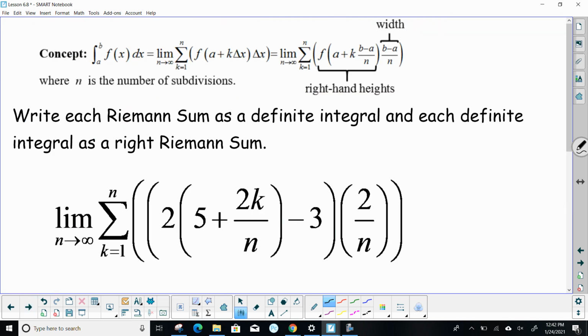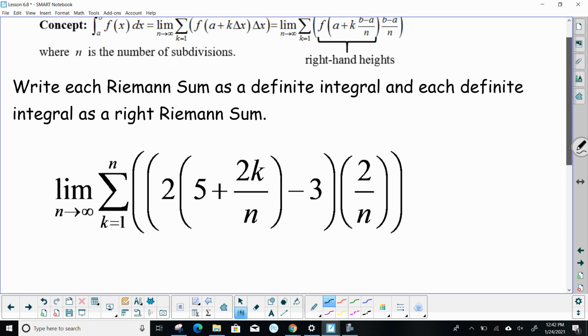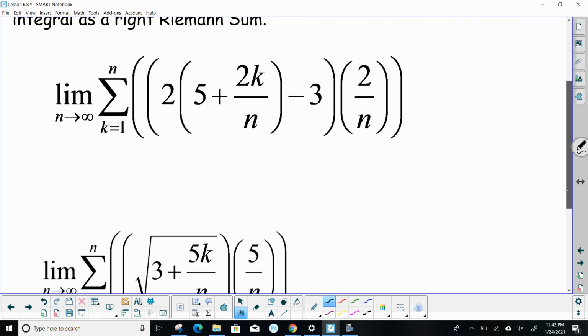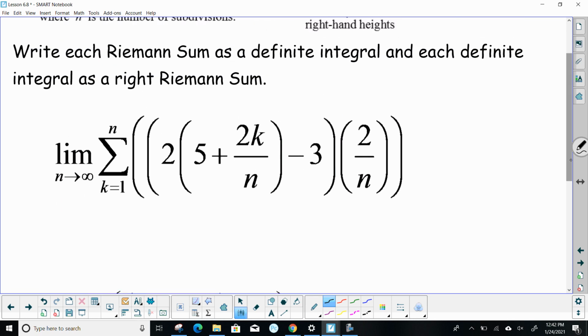Let's do one more here of each. These aren't in your book. I just added a couple of examples because I know they could be a little bit confusing until we get used to them. So let's do this top one right here. It says write each Riemann sum as a definite integral, and each definite integral as a Riemann sum. So this one is, using the limit definition of a definite integral.